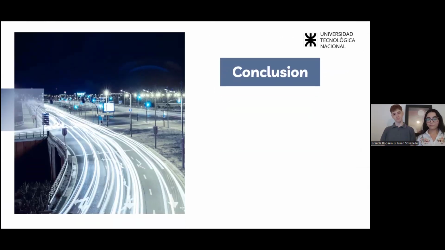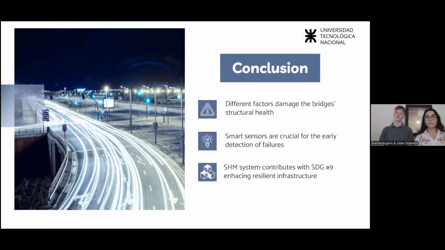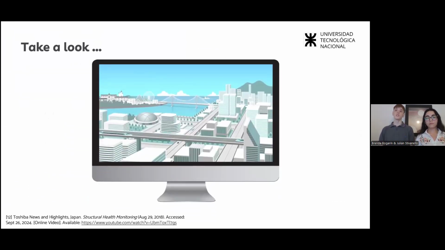In conclusion, different factors can compromise the structural health of the bridge. To solve it, smart sensors are proposed, and they are essential for the early detection of the failures. Additionally, the structural health monitoring system contributes to the Sustainable Development Goal number 9 by enhancing infrastructure and innovation. For a better understanding, here is a video that summarizes the operation of smart sensors applied to bridges.